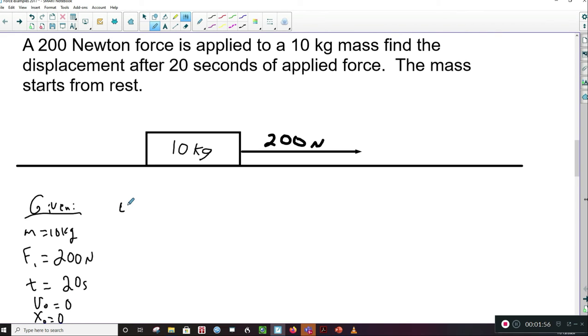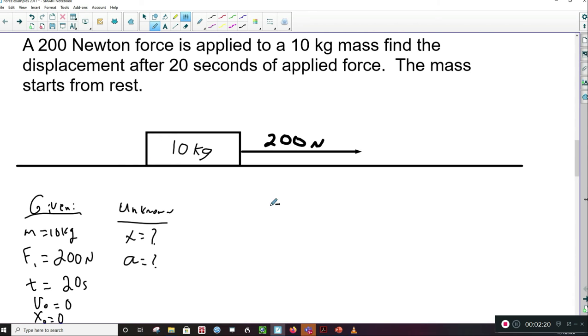And my unknown is going to be x. Now, even though that's what the question's asking for, I need some more information before I can get x. And in this case, it's going to be the acceleration. So that is what I need to find first before I can actually answer the question.